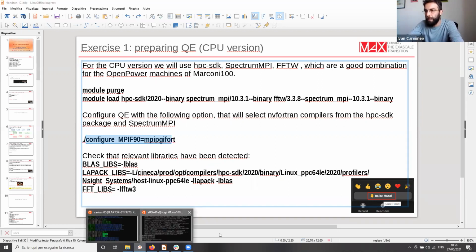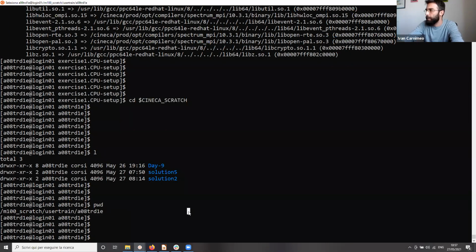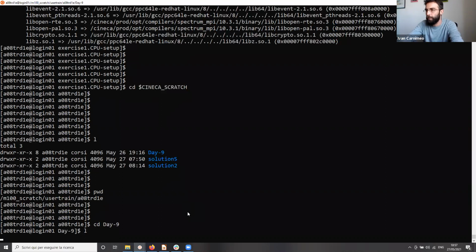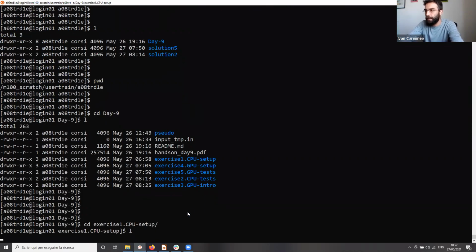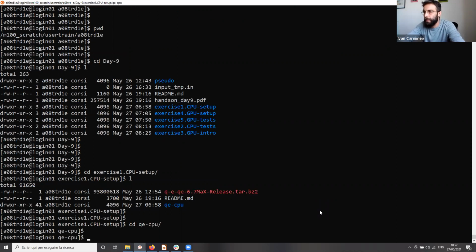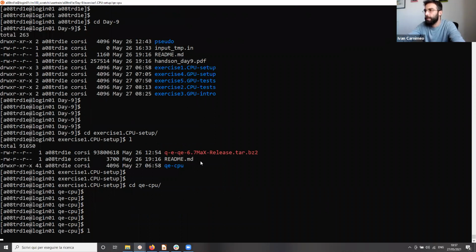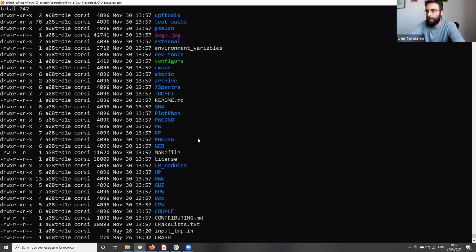So now I am on the M100 scratch partition. This is my username. I go inside day 9, which I already moved before. I go inside exercise 1. I have this archive that I previously downloaded with the wget command. So I have this directory here, and inside there are all the folders coming from Quantum Espresso. So I run configure with this option, MPI.